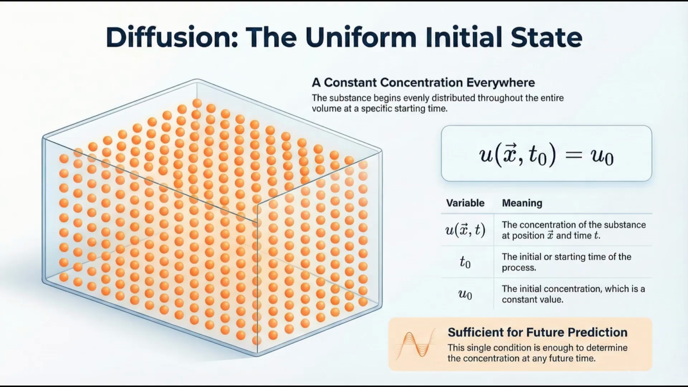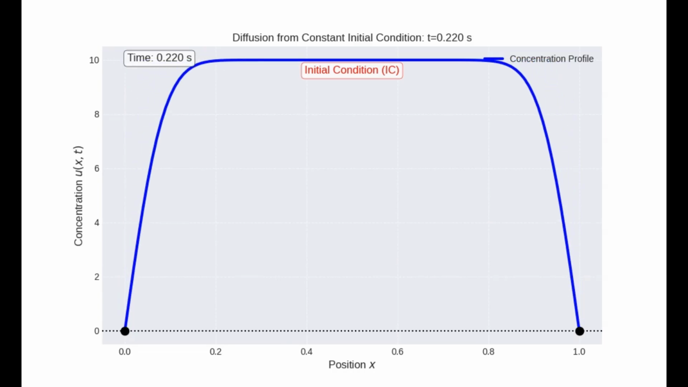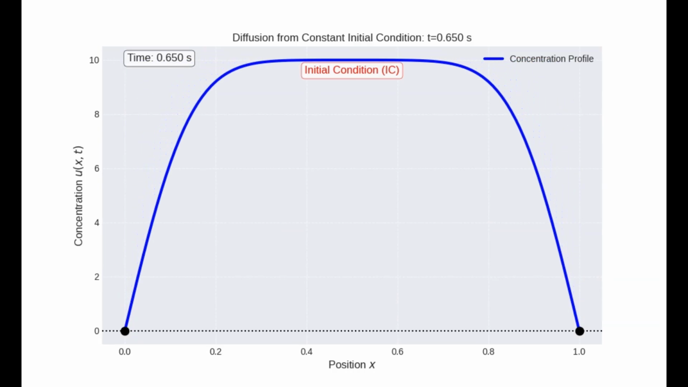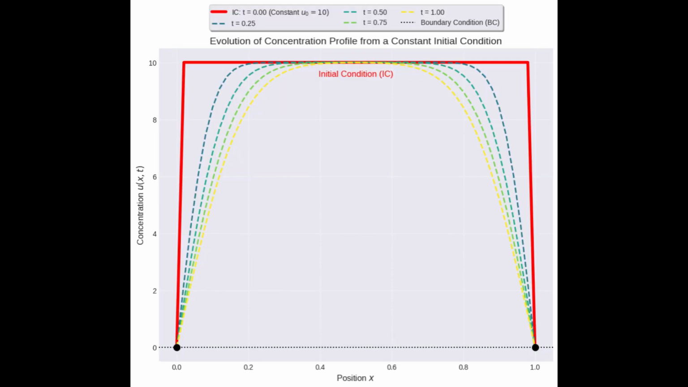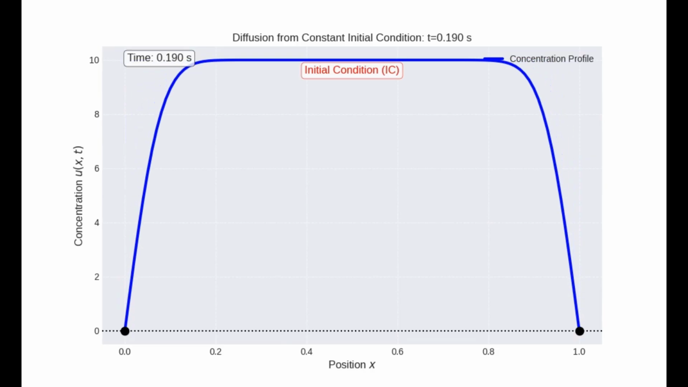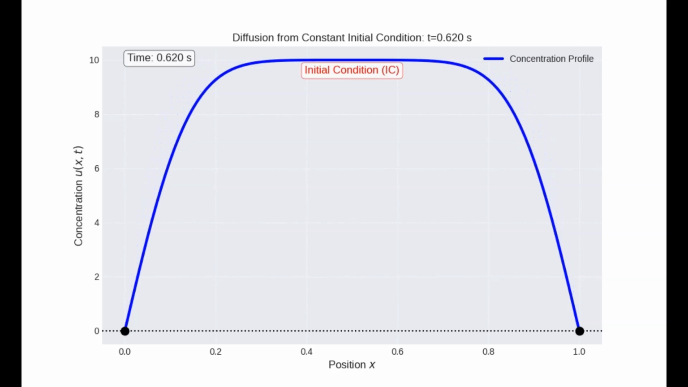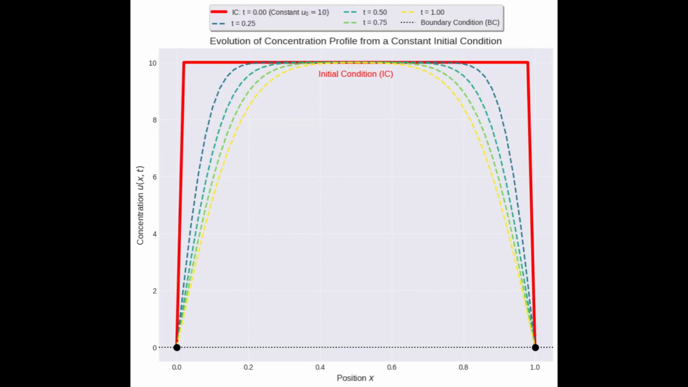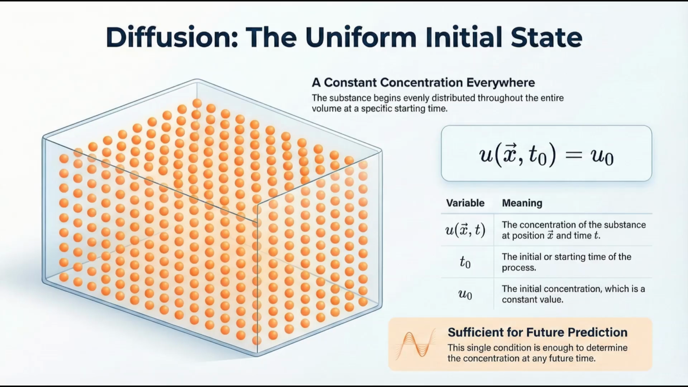And finally, what if you start with everything perfectly uniform, like it's all evenly mixed from the get-go? Well, believe it or not, that's still enough information. As long as you know what's happening at the edges of your space, that uniform starting point is all you need to predict what the concentration will be at any point in the future. So you see, the initial condition is the crucial energetic blueprint that determines exactly how a diffusing system gets to its final resting state.